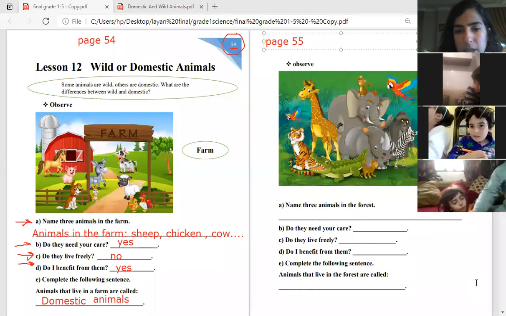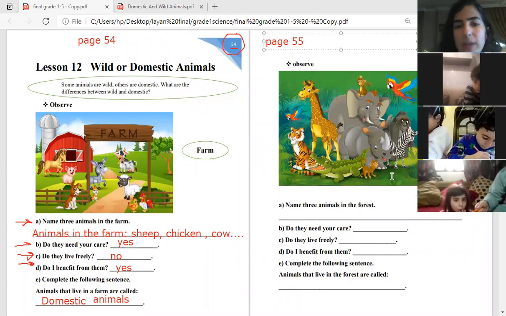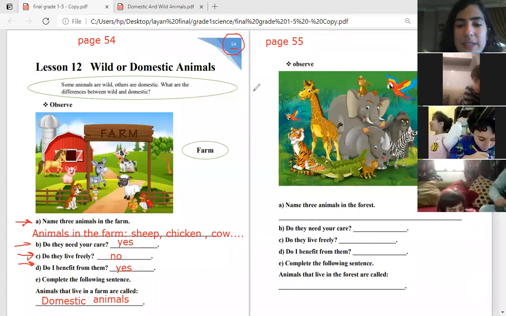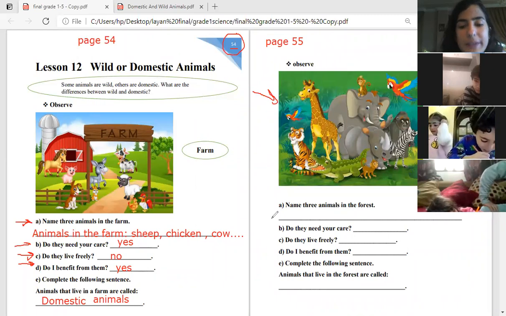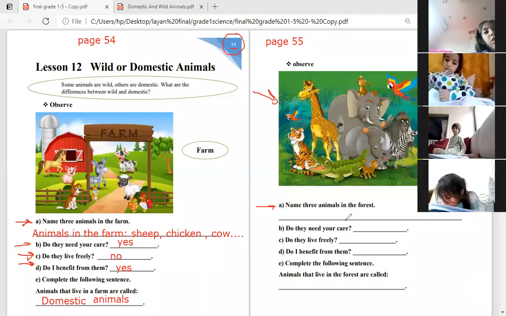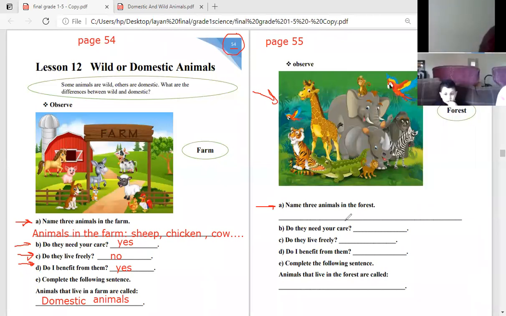Okay, let us now continue page 55 and then I will give you more time to copy, okay? So let us observe page 55. Here we see animals, okay? Part A, name 3 animals in the forest. Riyad, can you name for me 3 animals in the forest? Look at the forest and name for me 3 animals in the forest.